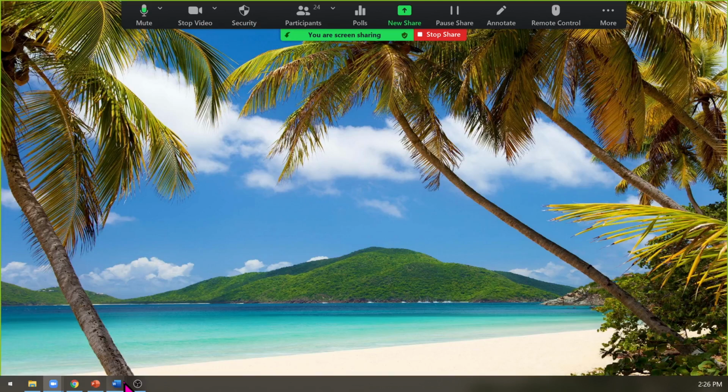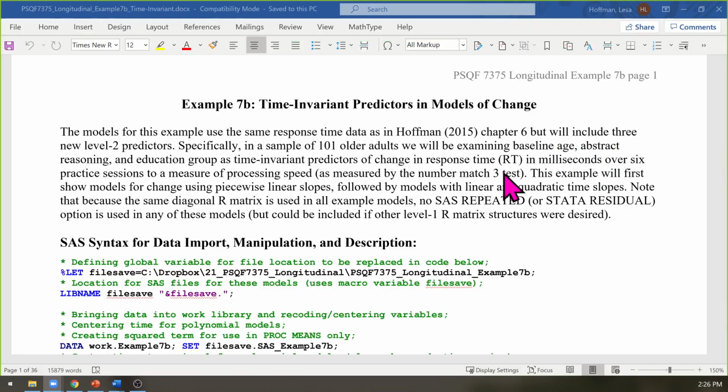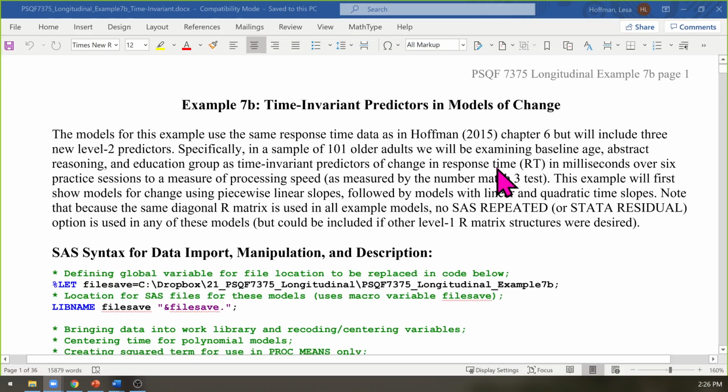All right, so let me get this one. This is what I wanted. Example 7b. This is a long one. I don't know how long it will take us to go through it, but I'm happy to go as quickly or slowly as is warranted. So the first half of this demonstrates how you would add time invariant predictors to piecewise models that have linear slopes only, because that's easier. And the second half of it demonstrates how to add time invariant predictors to models that have quadratic slopes, which is harder. So, are you ready?